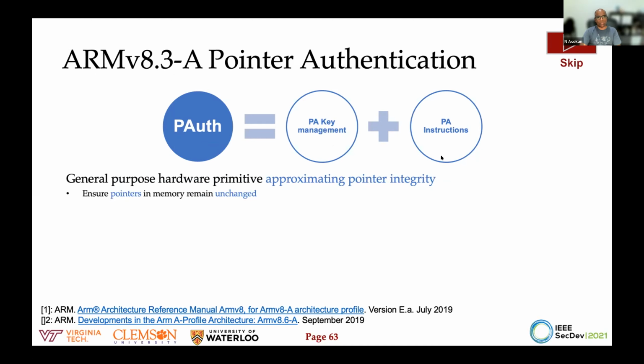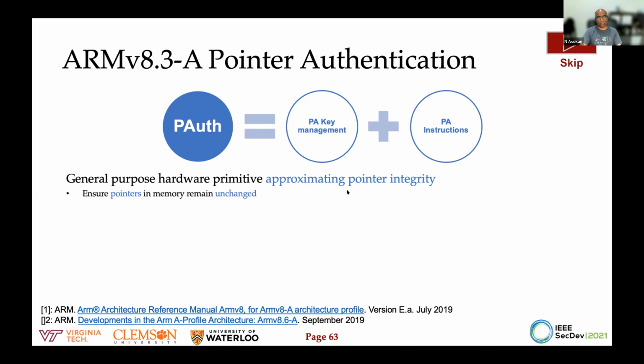So that's one set of instructions. And these authenticators are cryptographic transformations, and they make use of a key. So the other part of pointer authentication is how to manage this key. And then the goal is to provide a hardware primitive that approximates pointer integrity. And I'll come back in a minute to talk a little bit more about pointer integrity.